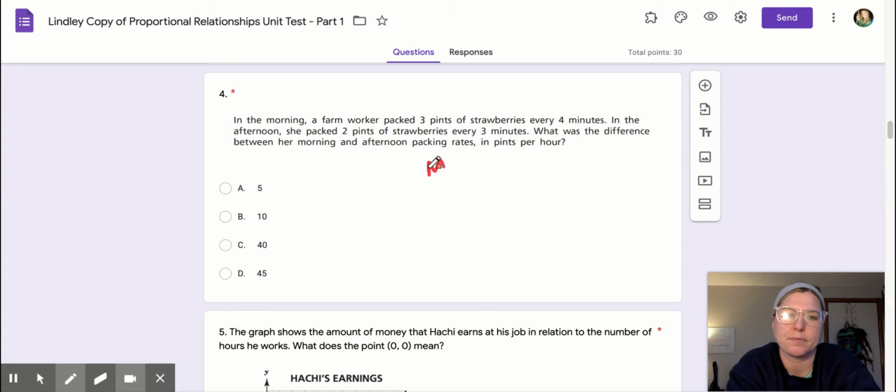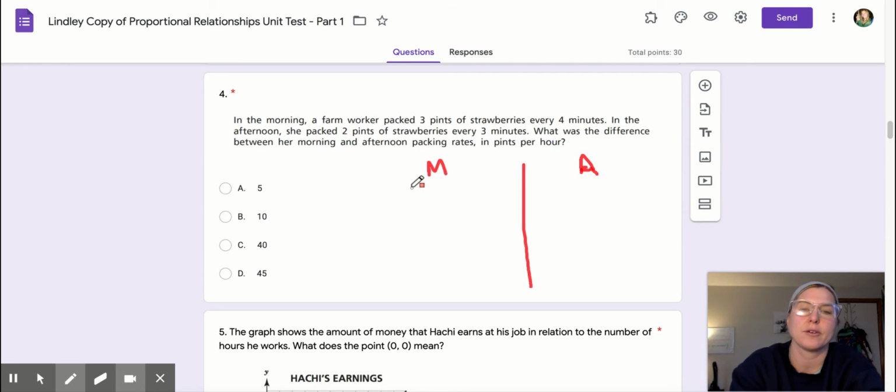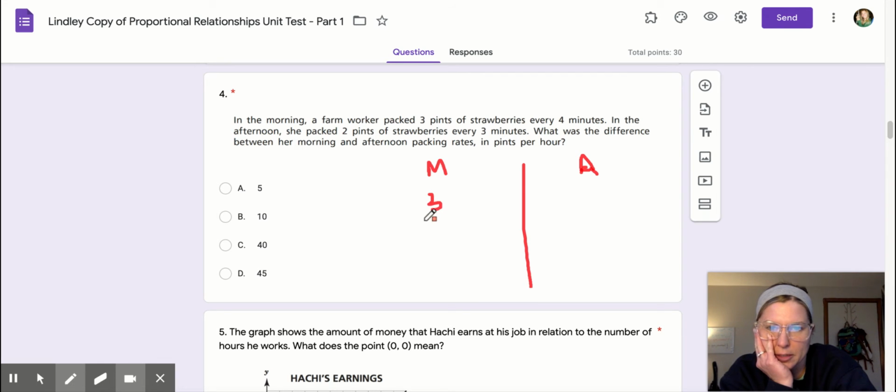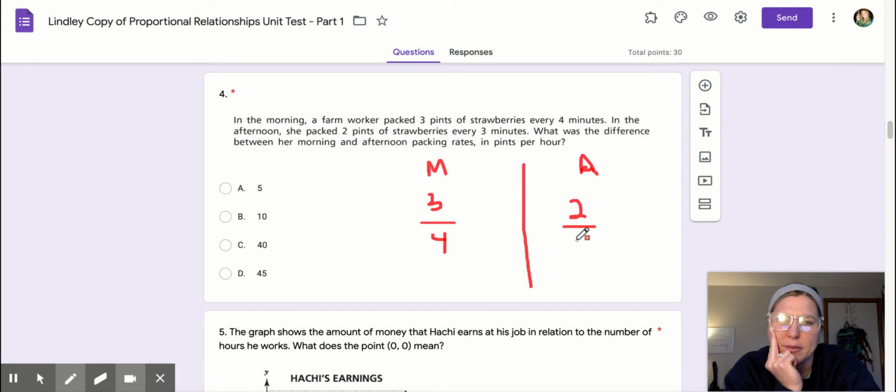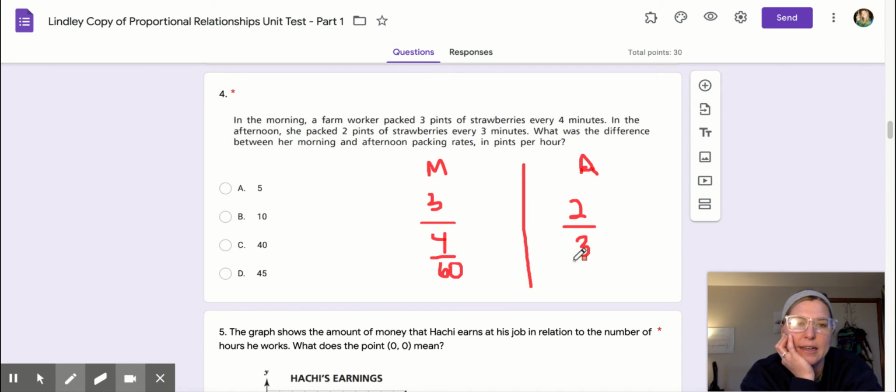Here's the morning. Here's the afternoon. Here's what she's doing. She's doing 3 pints of strawberries every 4 minutes. And over here, she's doing 2 pints of strawberries every 3 minutes. The thing is, this is out of minutes and not out of hours. If you want to make the bottom number out of hours, you would just make that a complex fraction, and you would put 4 over 60. And over here, you would do the same thing because there are 60 minutes in 1 hour.